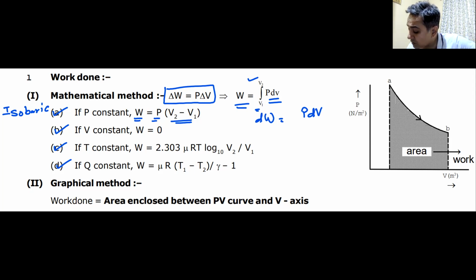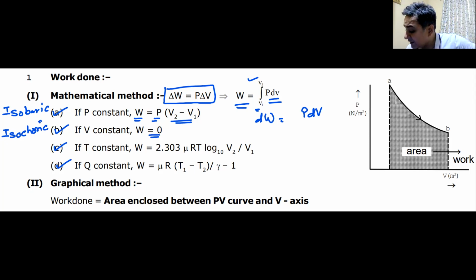The second one is volume constant. This is known as isochoric. Isochoric. Volume is constant. Volume does not change. So change in volume is zero. Therefore, work done is zero. Do we understand this?